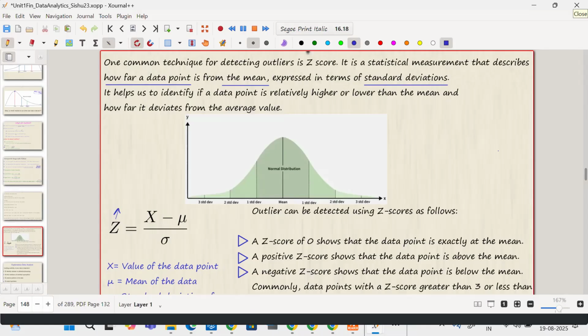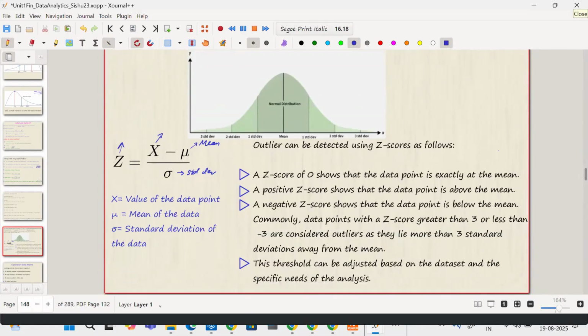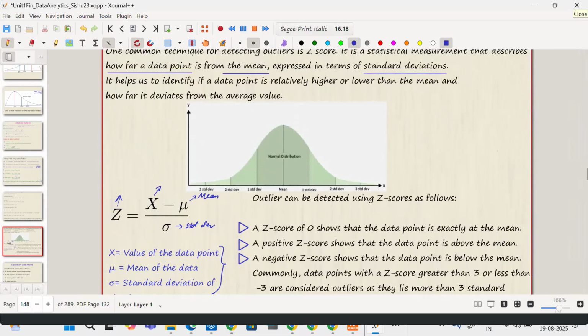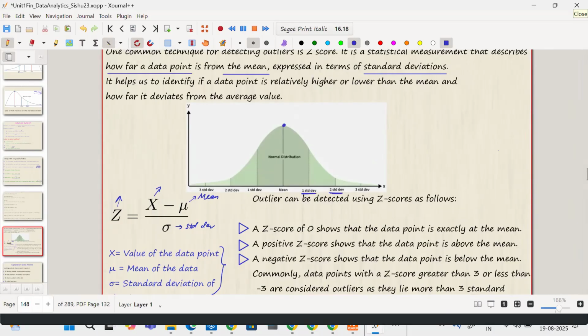The Z score is defined as the entry point minus mu, the mean, divided by the standard deviation. Here, x is the value of the data point, mu is the mean of the data column you are looking at, and sigma is the standard deviation of the data. This is a normal distribution, and you can see that the mean lies exactly at the middle for the symmetric case. This is the first, second and third standard deviation, and symmetrically on the other side, the first, second and third standard deviation.